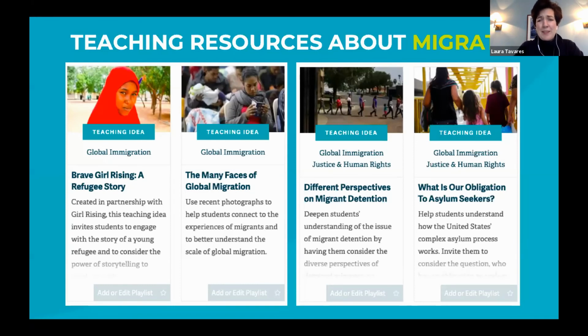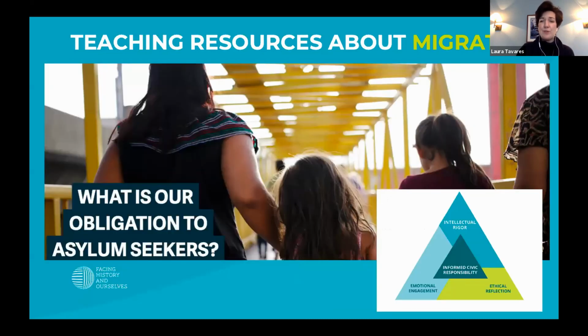The pieces you see on the other side of your screen, different perspectives on migrant detention and what is our obligation to asylum seekers, are pieces that look more deeply at some of the complex ethical dilemmas and questions that come up around current, in this case, U.S. immigration policy. Different perspectives on migrant detention, for example, features voices from a migrant, a border guard, an immigration judge, and an advocate, all exploring the challenge of detention on the US border that we saw unfolding over the last several months.